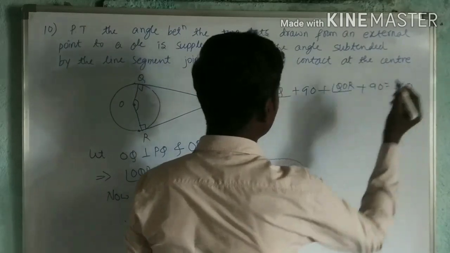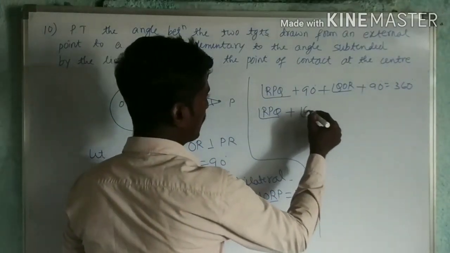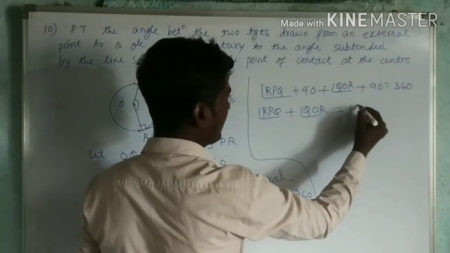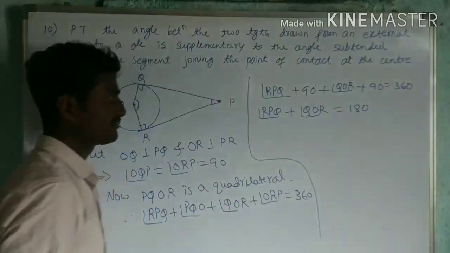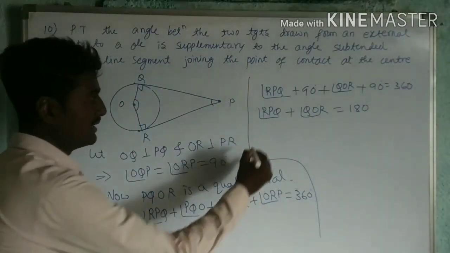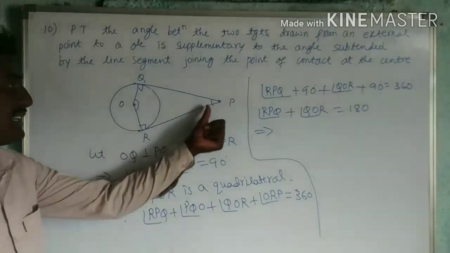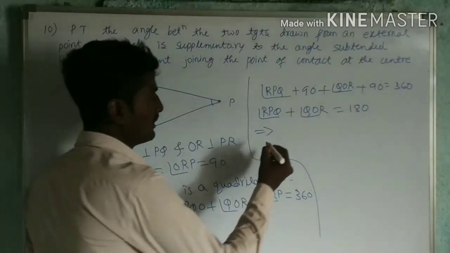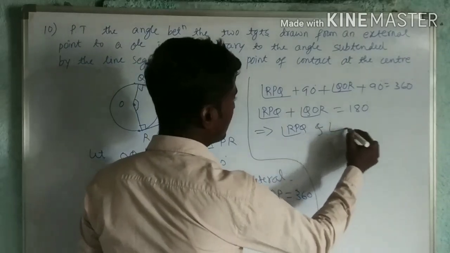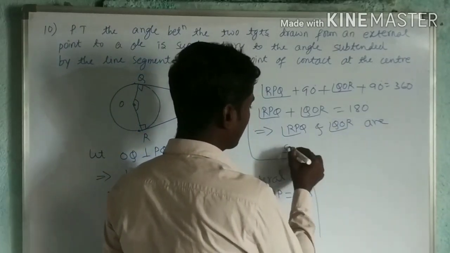360 degrees. Now this is RPQ plus QOR is equal to 360 minus 180. The remaining is what? 180 degrees. So the sum of these two angles I got as 180 degrees. So this implies what? These two angles are supplementary. Therefore, this implies angle RPQ and QOR are supplementary.